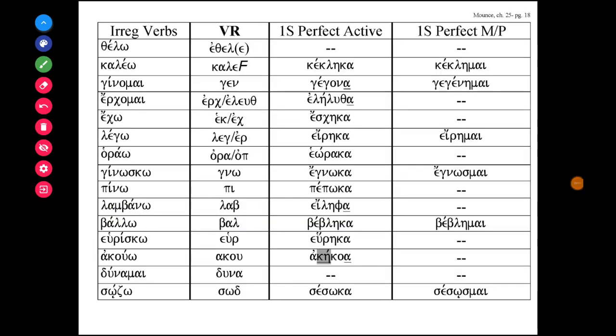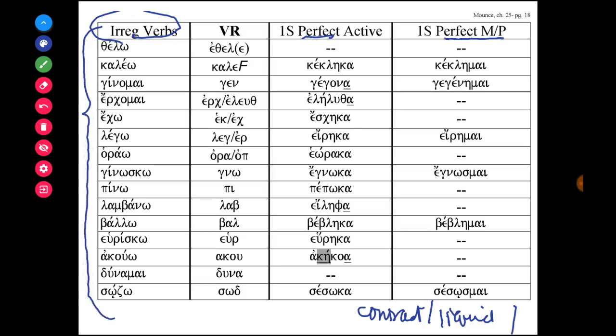So we've gone over some special rules for the contract verbs and for the liquid verbs. And now we're going to go over the irregular verbs. And the rule is, know that some of these irregular verbs have irregular stems. And so the only way to remember the perfect forms is to memorize the stem for the perfect active form and for the perfect middle passive form. So I've listed a lot of the irregular verbs you've come to know and love, and the verbal roots that form the tenses for the verbs.